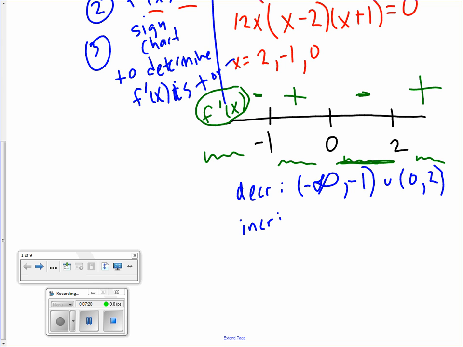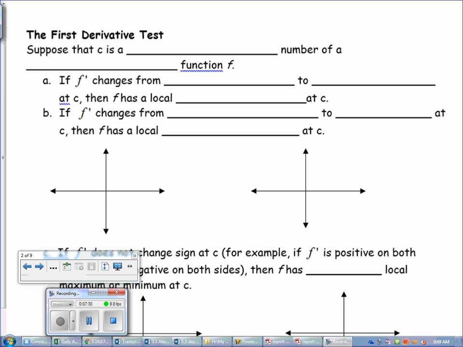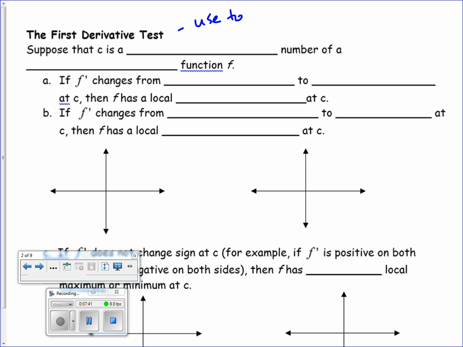Yep. And where does the function increase? -1 to 0 and 2 to infinity. Okay, so the first derivative test is one of a couple different tests that you can use to find local max or min. So we're going to add that. The first derivative test is what you use to find your local max and min.